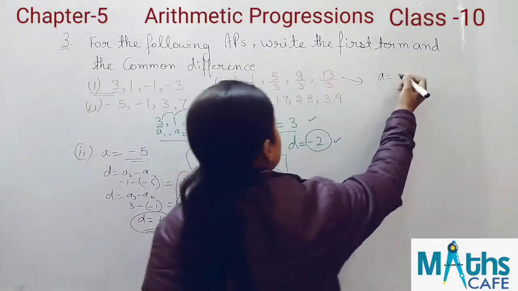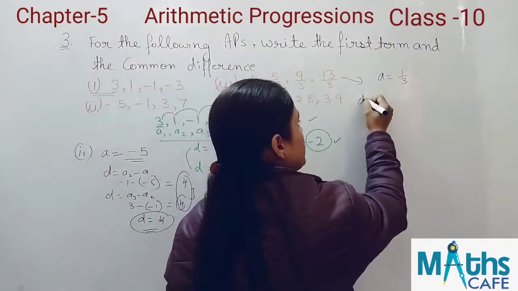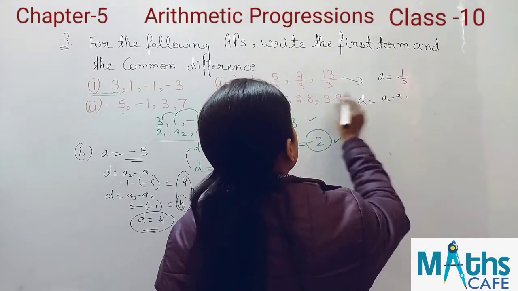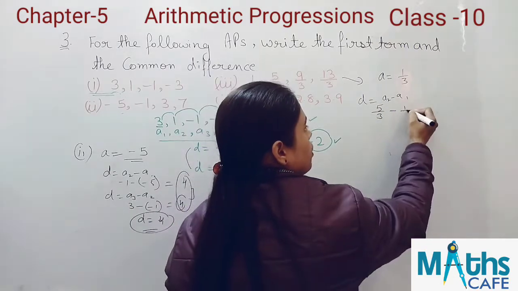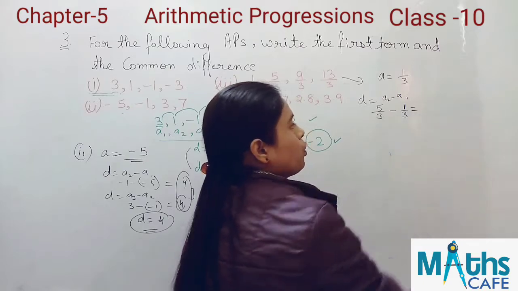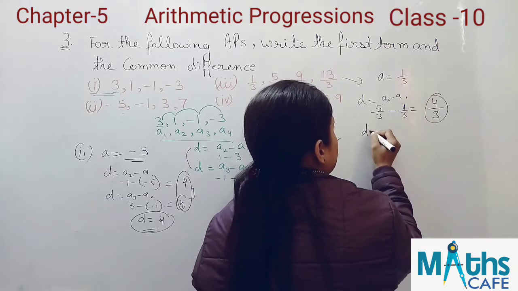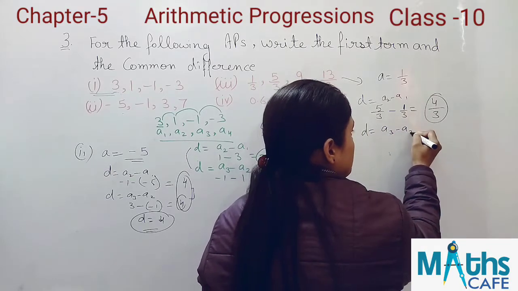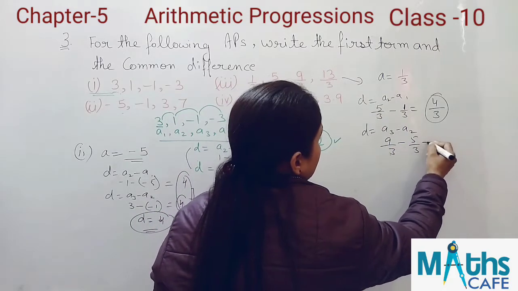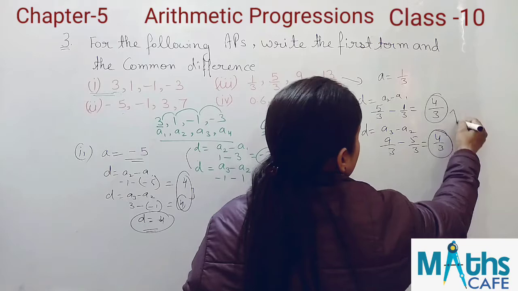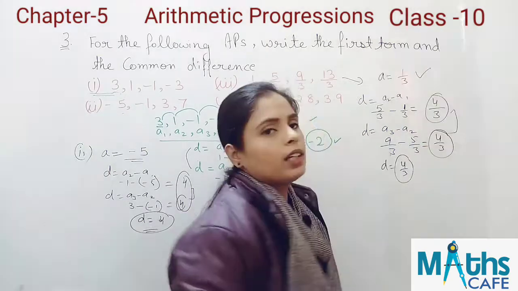A of this part will be 1 by 3. This is the first term. For D, D is equal to A2 minus A1. So A2 is 5 by 3 minus A1 which is 1 by 3. Just simply do the subtraction. 4 by 3 will be D. As I told you, we will be finding it twice. So for A3 minus A2, that is 9 by 3 minus 5 by 3, that is 4 by 3. That means D is 4 by 3 and A is 1 by 3.